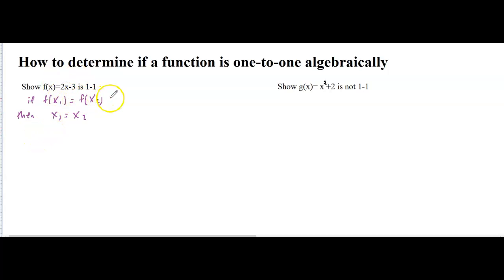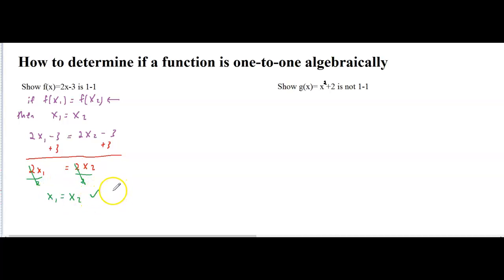So let's start with just this assumption. If f of x1 is equal to f of x2, that means that 2x1 minus 3 should equal 2x2 minus 3. So this is f of x1, and this second part is f of x2. And then I just solve. Divide both sides by 2. And we get what we expected.